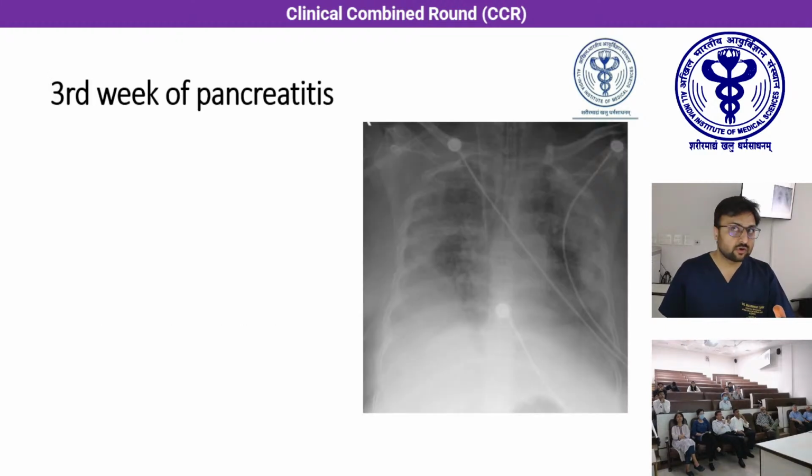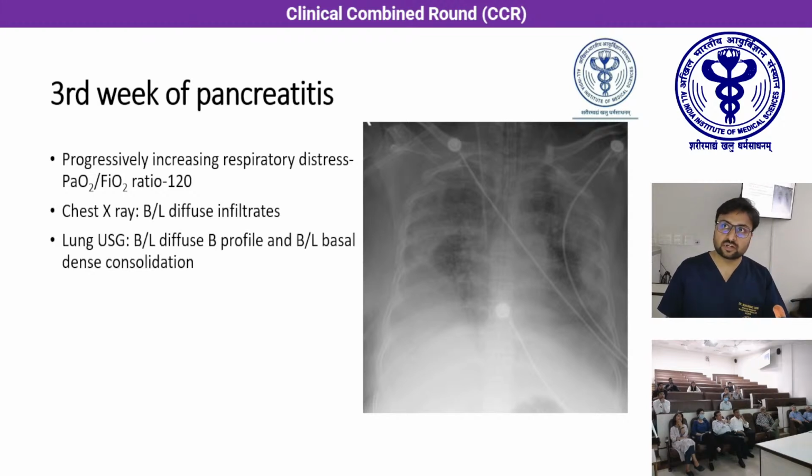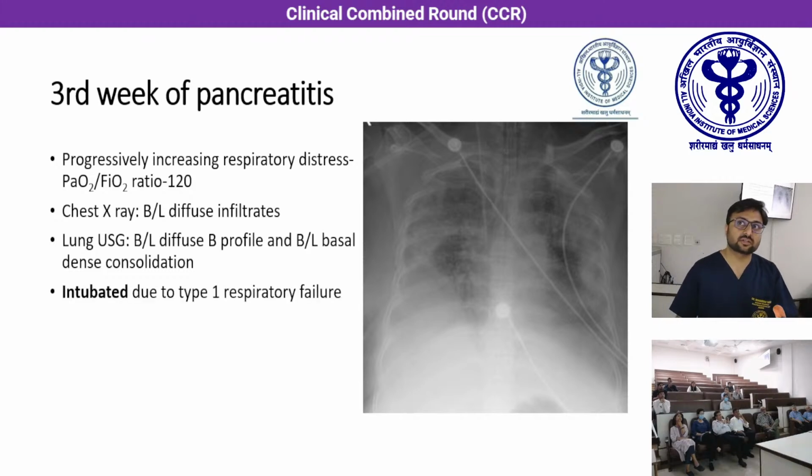But in the third week of illness, the patient continued to deteriorate, mainly because of respiratory failure. She was having progressively increasing respiratory distress, and the P/F ratio was 120, which was decreasing. On chest X-ray, there was increasing infiltrate. On lung ultrasound, there was bilateral diffuse B profile and bilateral basal dense consolidation.